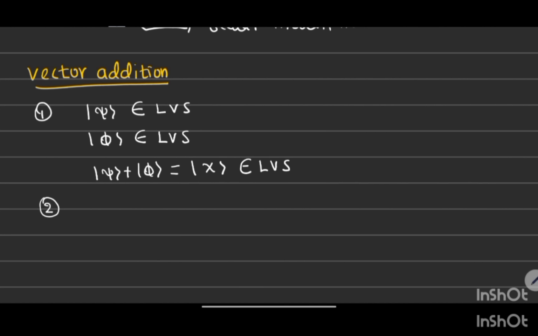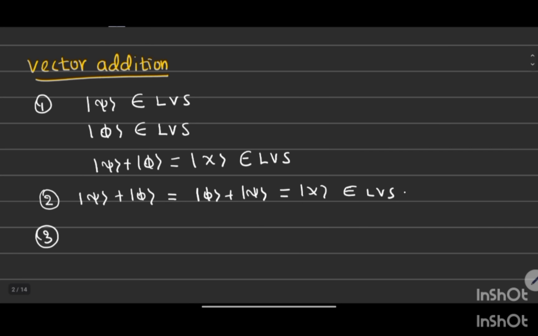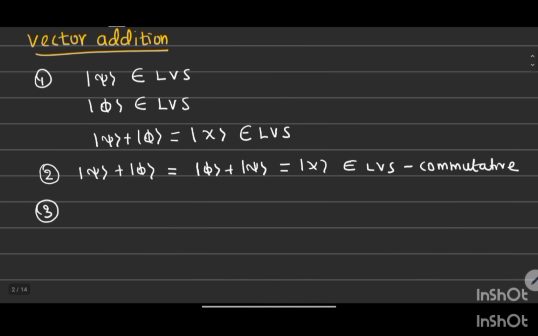And the order of addition of two vectors doesn't matter, meaning that if we want to add psi with phi, either you can add in this way or at first you can put phi and then psi. The result will be the same in both cases, and this vector will be lying in the same linear vector space. Next, this property 2 is called commutativity. Vector addition is commutative.